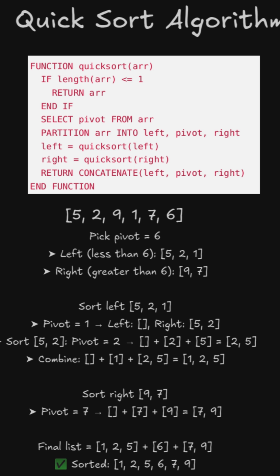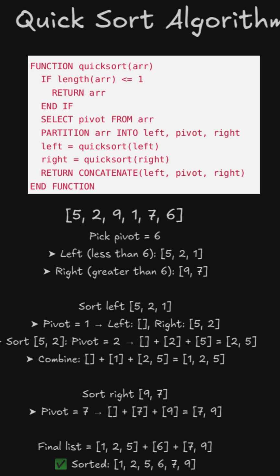Gotcha. So 5, 2, 1 would keep splitting, maybe pick 1 as a pivot, until you just have sorted single numbers, basically. Exactly right. It recursively breaks down until it gets 1, 2, 5, and then it knows how to put those back together in order. 1, 2, 5. And the same happens for the 9, 7 list. Yep, it'll recursively sort itself into 7, 9. This constant breaking down is why it's usually so fast, especially with lots of data. It keeps making the problem simpler.